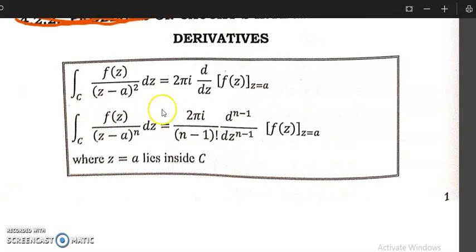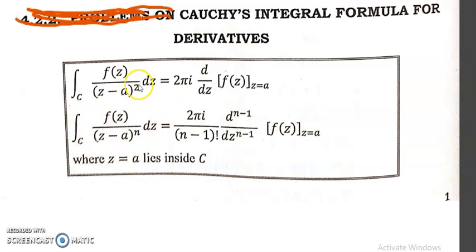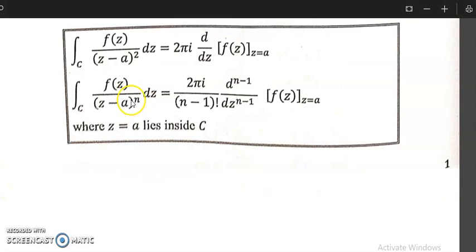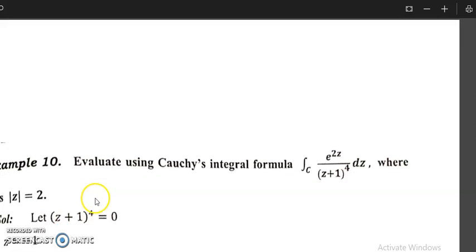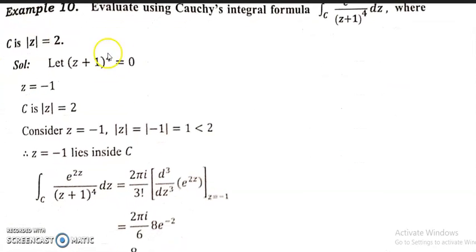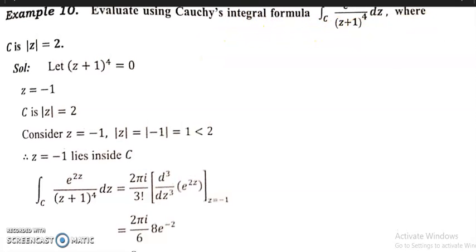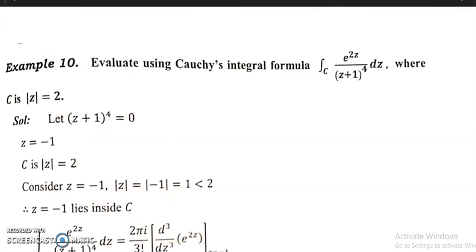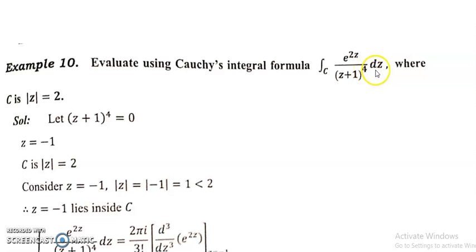So first you can learn this general formula, and from this general formula we can take different values of n. Here, for example, we have taken n equal to 2. So now let us go to the problem session. We'll learn some example problems. The first example is: evaluate using Cauchy integral the integral over C of e power 2z by (z plus 1) whole power 4 dz, where C is modulus of z equal to 2.